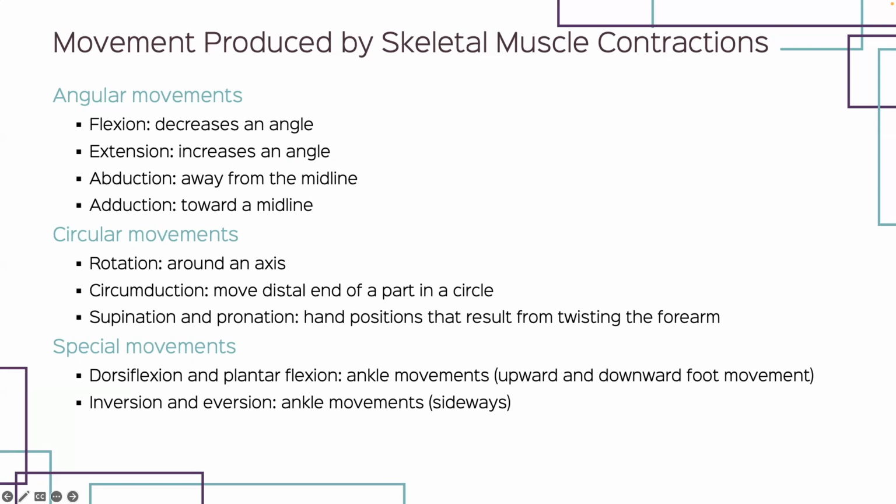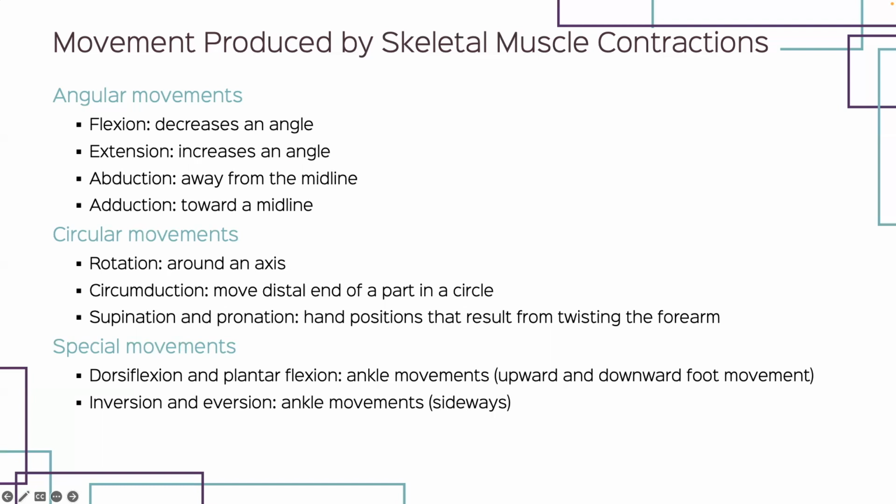Abduction means moving a part away from the midline of the body, such as moving your arm out to your side. And then adduction refers to moving a part toward the midline, such as bringing your arms down to your side.